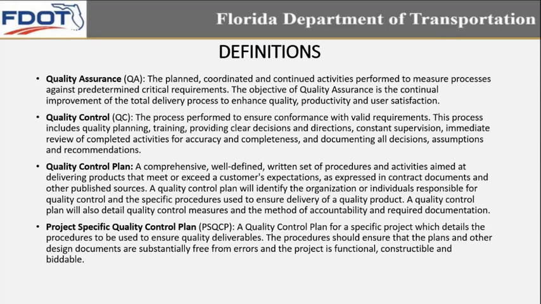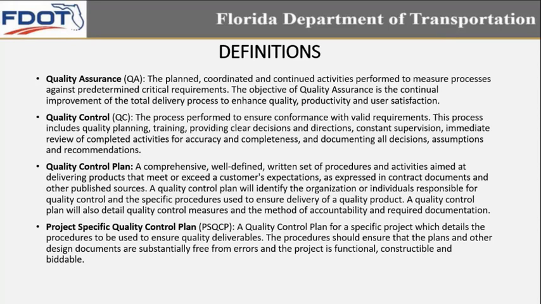This process includes quality planning, training, providing clear decisions and directions, constant supervision, immediate review of completed activities for accuracy and completeness, and documenting all decisions, assumptions, and recommendations. Now, again, kind of the key word here is quality control is the process performed. Again, we'll come back to that later, but from looking at that, I think you see the difference between quality assurance and quality control.